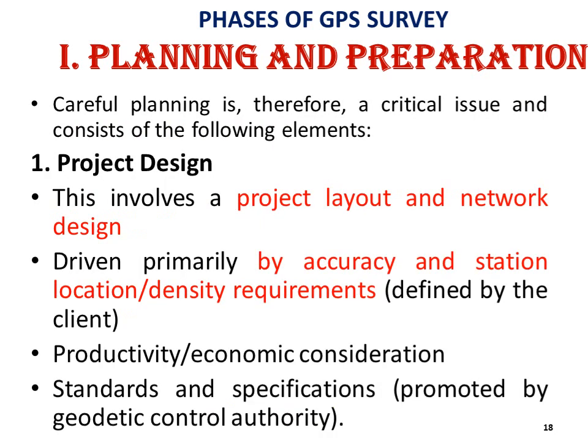So careful planning is therefore a critical issue and consists of the following elements. There are 6 different elements. First one is project design. What is project design? You are all familiar, nothing to explain much. We will see what it is. It involves a project layout and network design. A layout will be there and a network design will be there.